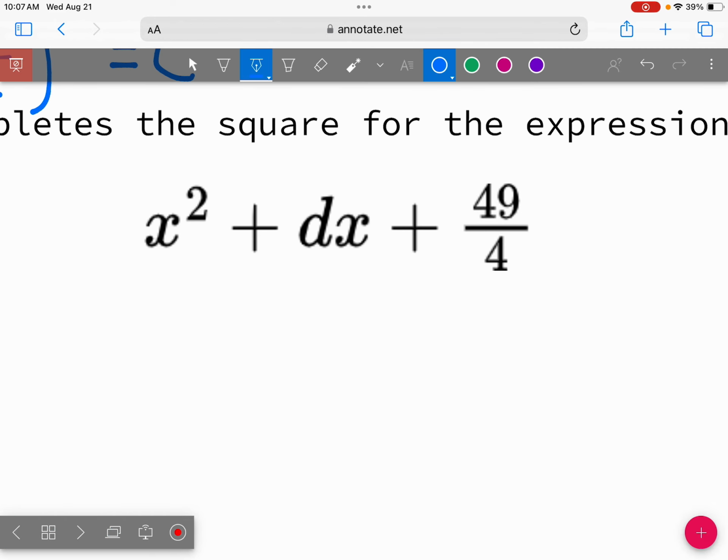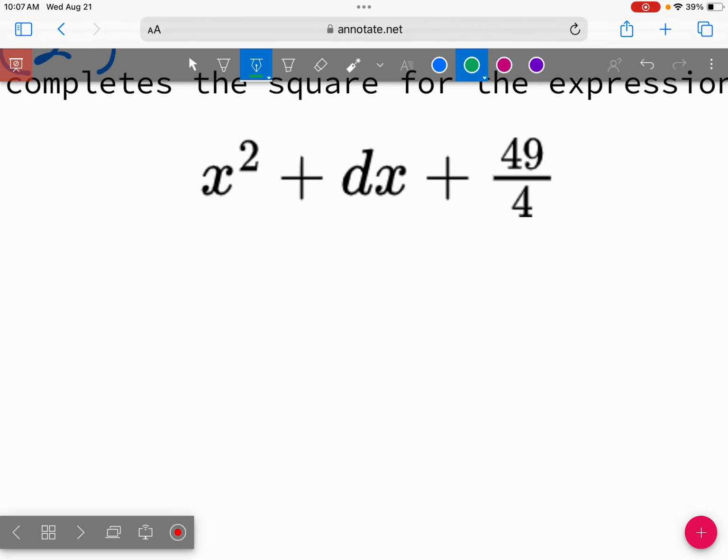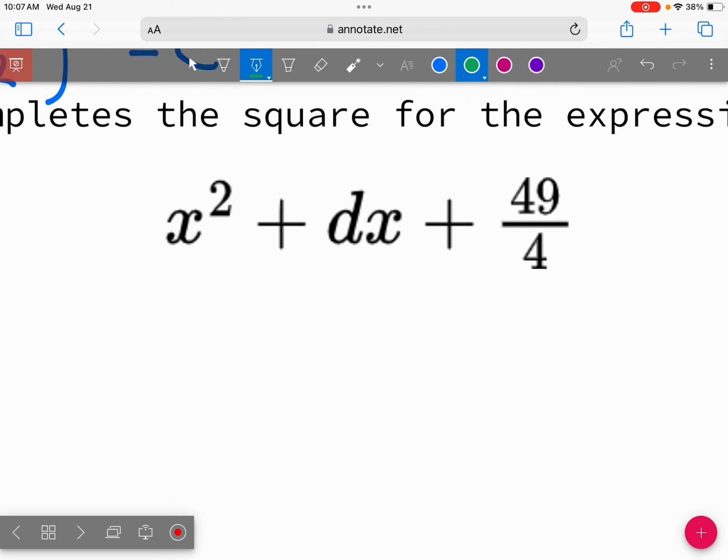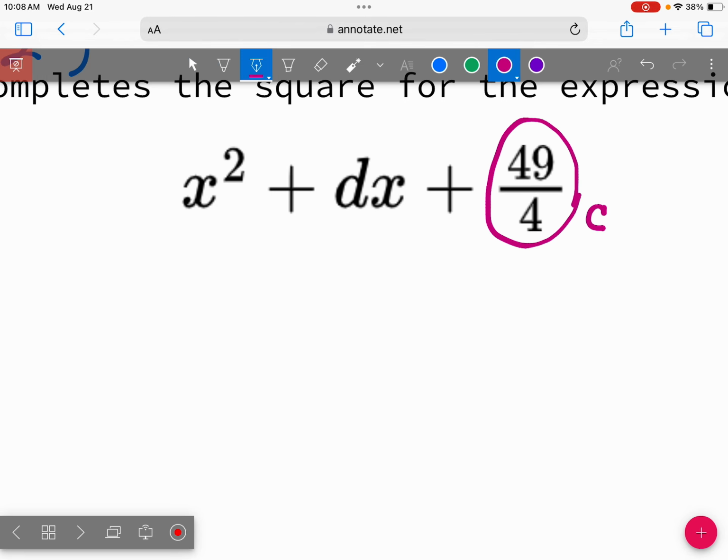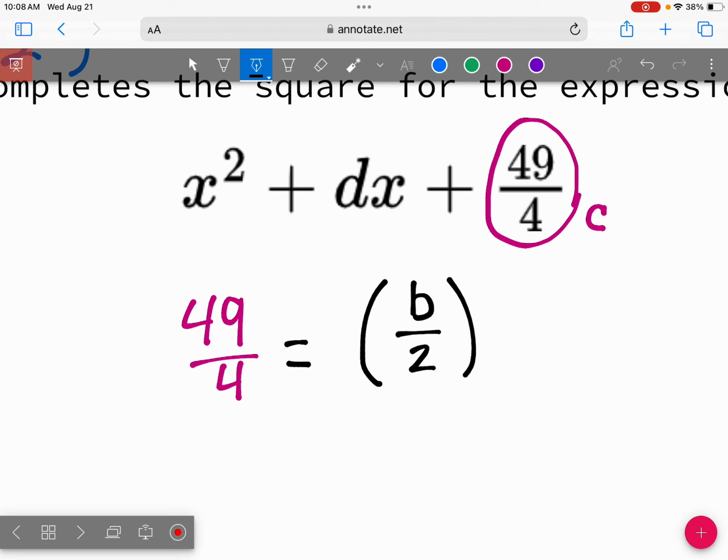So let's do the right-hand one, and we're going to do it the exact same way. It's just got a fraction in it. So we're going to find what number D needs to be for a perfect square trinomial. We're going to find that using our little expression up there. I know my C term. My C is 49 fourths. So we're going to set this up as 49 fourths equals B over 2 squared, using that expression at the top that we used to help figure out what our C would need to be.